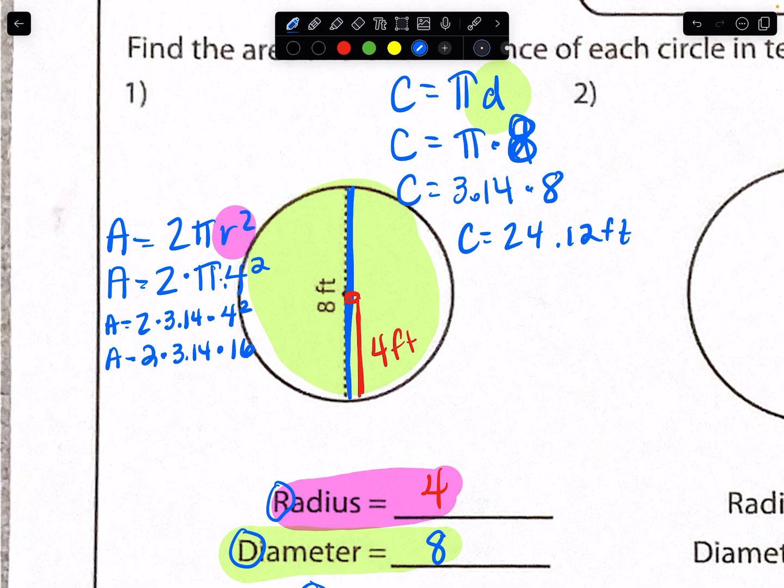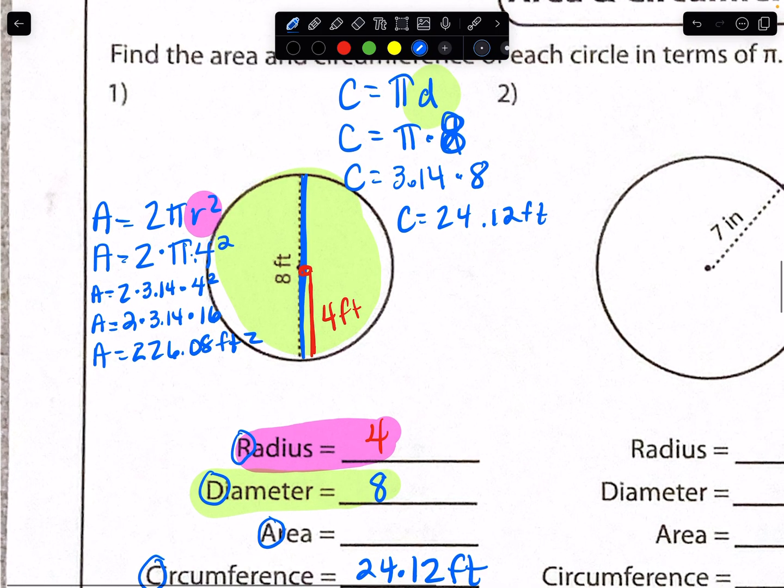If you're using your calculator, you can just push the whole thing, all the buttons, and make it give up your answer. I do want to pause and have you guys do both of these problems utilizing the pi button versus the 3.14 button. But we're going to do that in just a second once I show you what the answer to this one is. The answer to this one is area equals 226.08 feet squared. And you will fill that in right here, 226.08 feet squared.